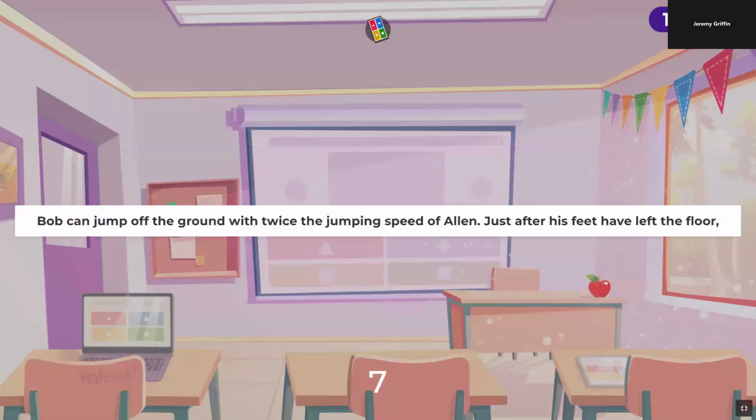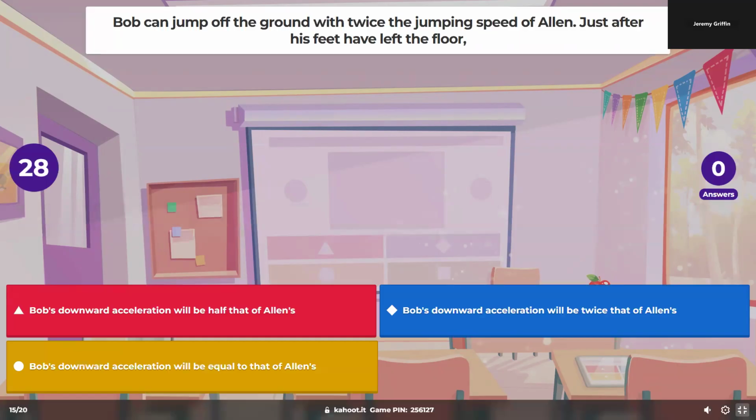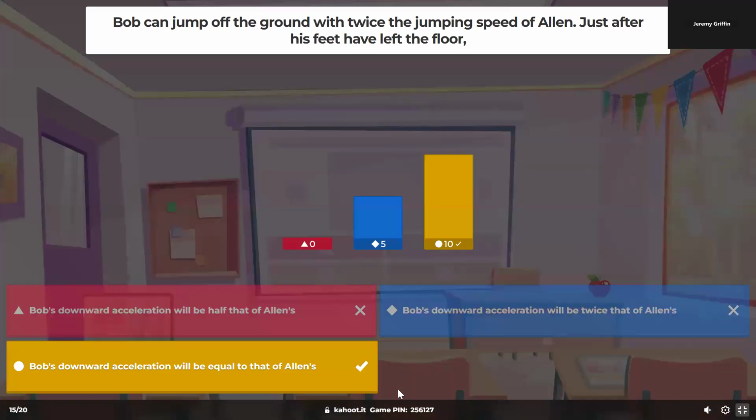Bob can jump off the ground with twice the jumping speed of Alan. Just after his feet have left the floor, is Bob's downward acceleration half of Alan's, twice Alan's, or do Bob and Alan have the same downward acceleration? After his feet have left the floor, flying through the air. Same. Actually, isn't that just the gravity field?